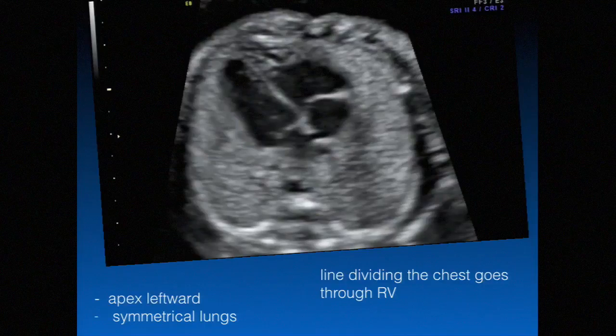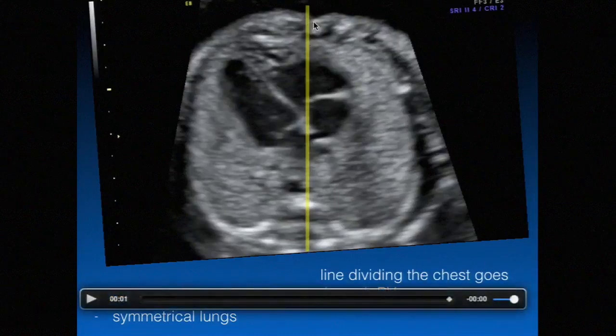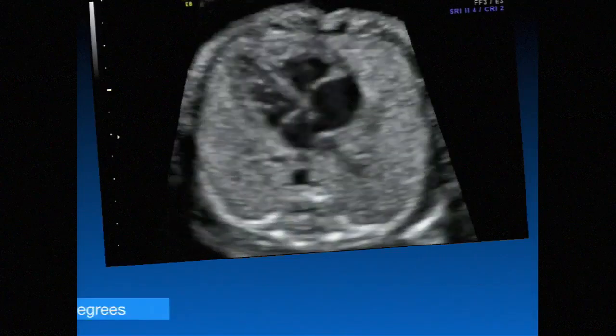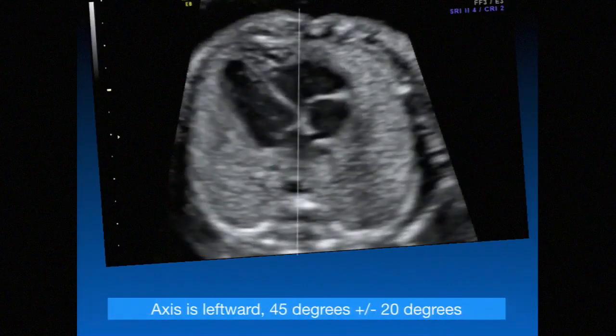And starting very simply, we want the apex obviously to be leftward. When you draw a line through the chest, it should traverse the right ventricle and go through the spine, with the majority of the heart being in the left chest. Your axis should be 45 degrees plus or minus 20.